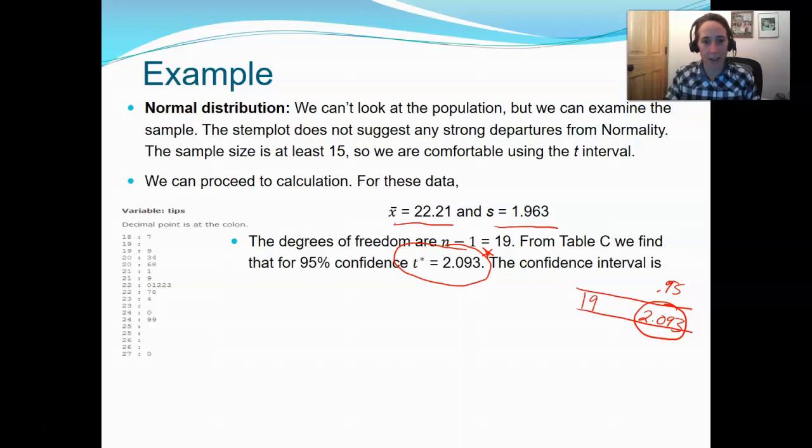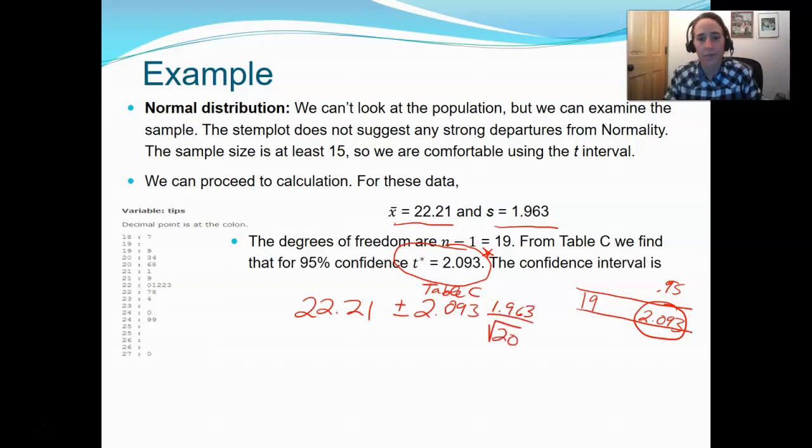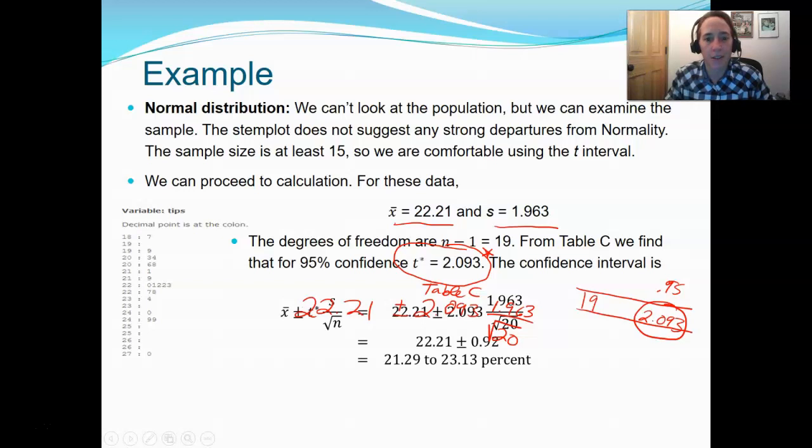So you've got your x bar 22.21 plus or minus, because it's a confidence interval, and then you've got your t star 2.093, which you found in table C. And then you've got standard deviation 1.963 divided by, not the degrees of freedom, we're still just doing the square root of 20. Okay? And the idea of this is that we got that 21.29 to 23.13% tip.